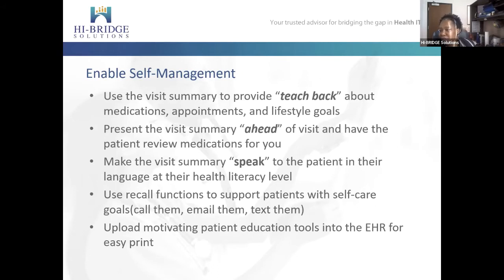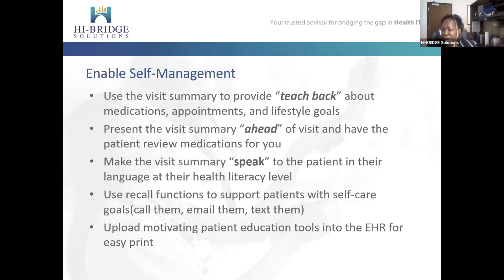Use recall functions to support patients with self-care goals. Call them, email them, text them. Just follow up with the patients to ensure that they are following these teach-back steps. Upload motivating patient education tools into the EHR for easy print.